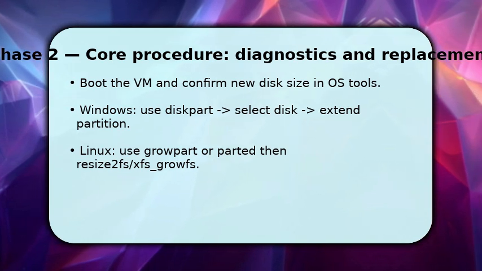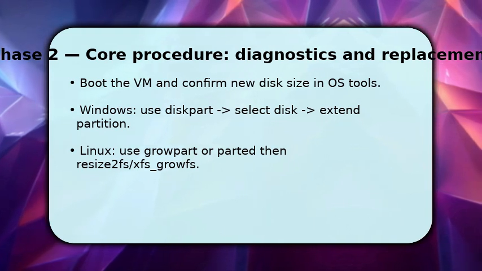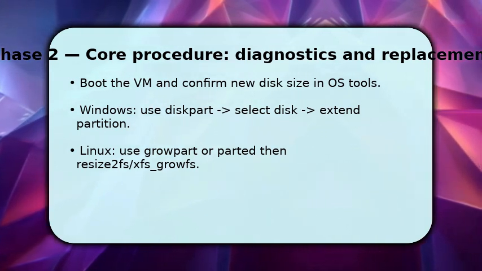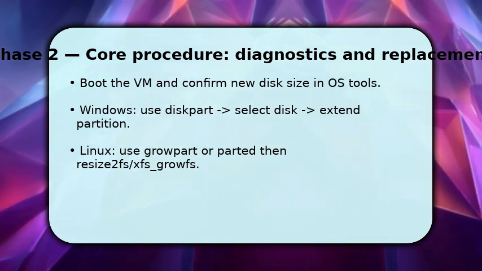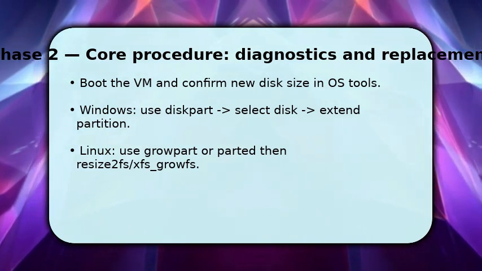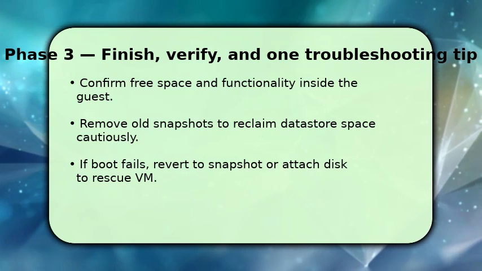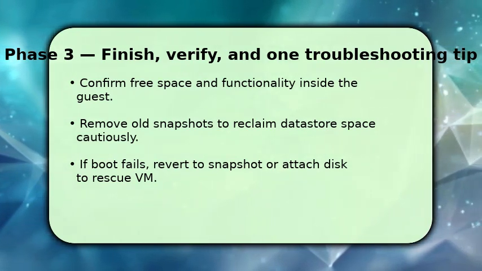For Linux, run growpart on the target partition or adjust partitions with parted, then run resize2fs for ext4 or xfs_growfs for xfs. Make sure to expand the file system after the partition grows, because the virtual disk change alone is not enough. You finish by confirming the OS reports the added free space and that applications function normally.